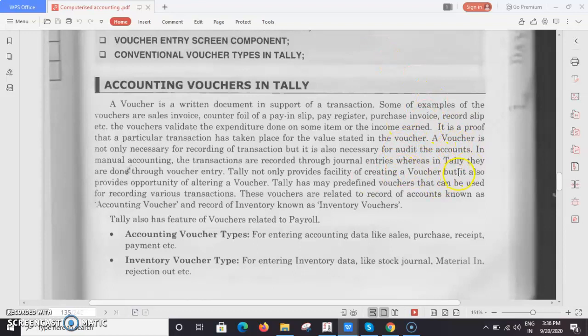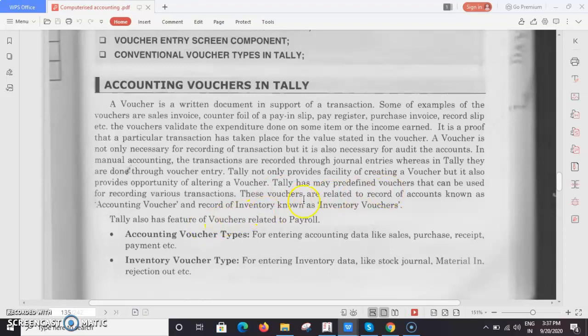It is very helpful. In manual accounting, the transactions are recorded through journal entries, whereas in Tally these are done through voucher entry. So Tally not only provides the facility of creating a voucher, but it also provides the opportunity of altering a voucher. So not only creating, we can alter that voucher also. Tally has many predefined vouchers that can be used for recording transactions.